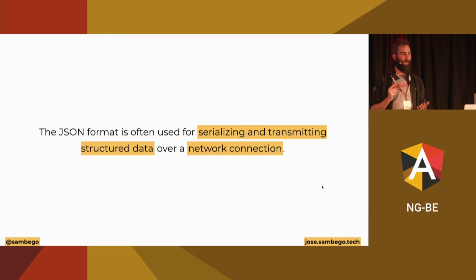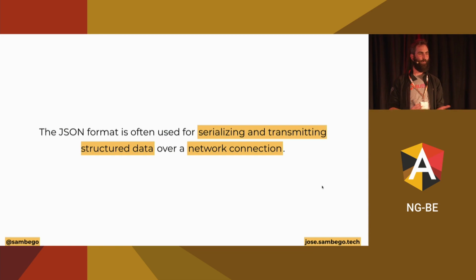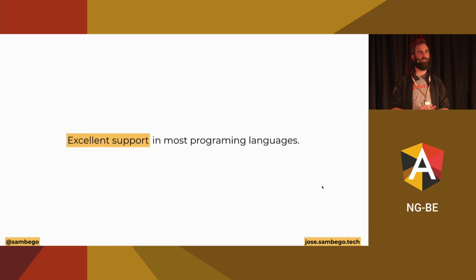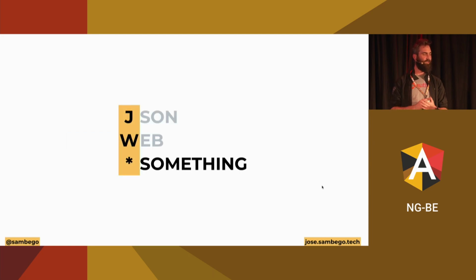Why JSON? Well, the JSON format is often used for serializing and transmitting structured data over a network connection, which basically means that we use it on the internet all the time. We prefer it over XML because it's much more readable, much more user-friendly, and it has excellent support in most programming languages. It even has native support in JavaScript, so that's really nice to work with. There's a lot of JSON Web somethings in the JOSE specification.